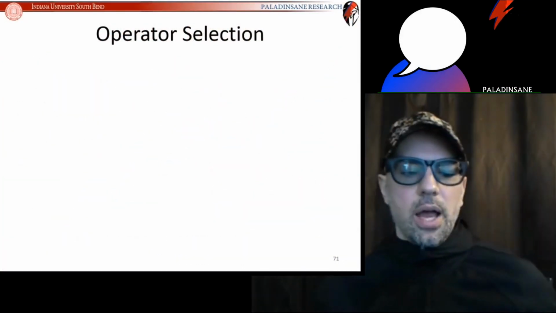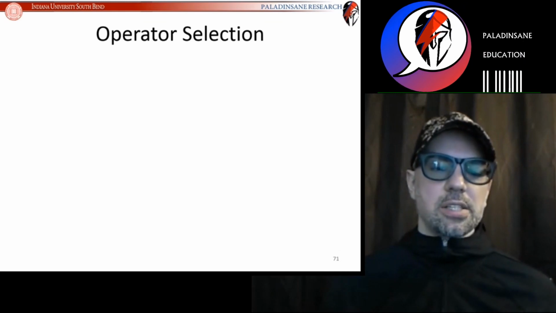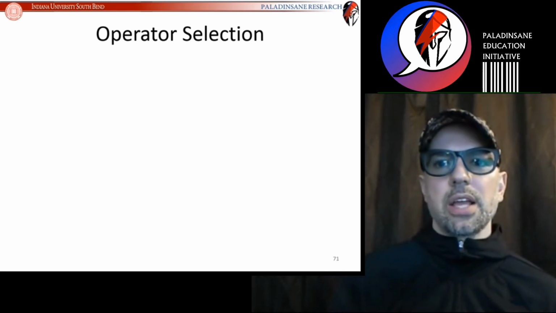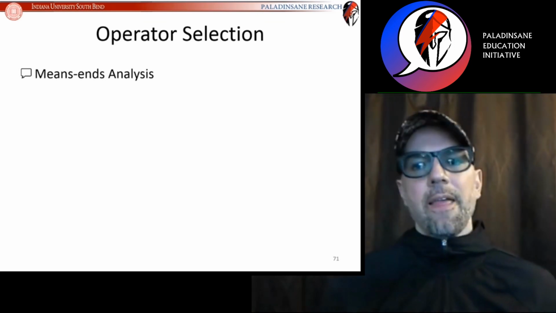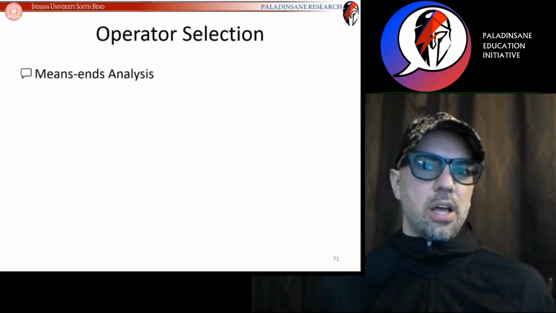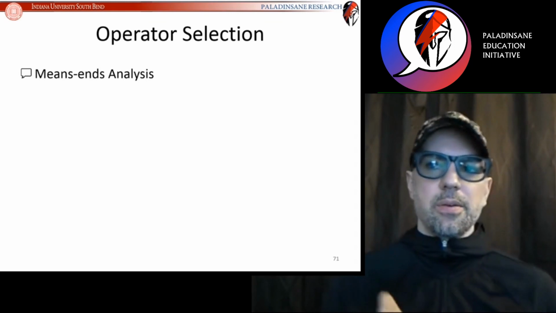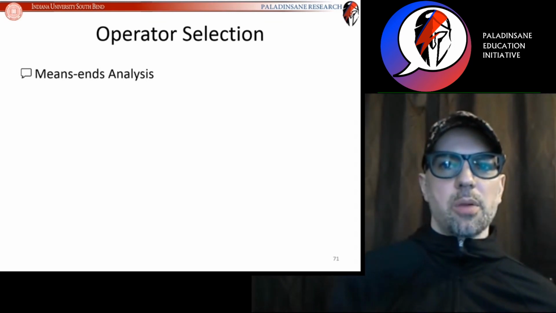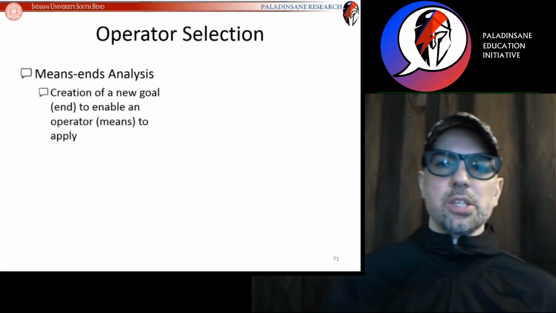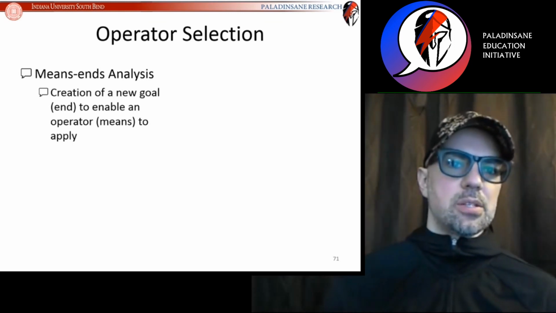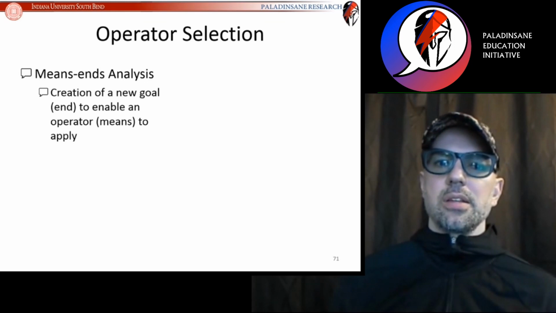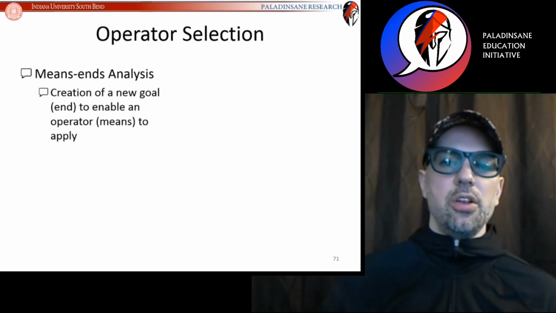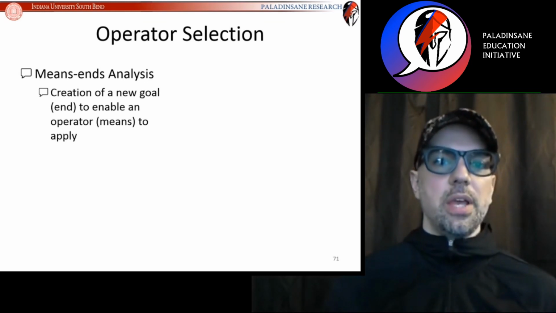All right, so let's continue our look at operator selection. The last thing we're going to take a look at in terms of operators is known as means-ends analysis. And this is a way that we solve problems, and it's a way of basically breaking down a problem into smaller problems. So this is when, in a problem space, we create a new goal, that is a new end, and that enables us to apply a new operator, that is a new means.